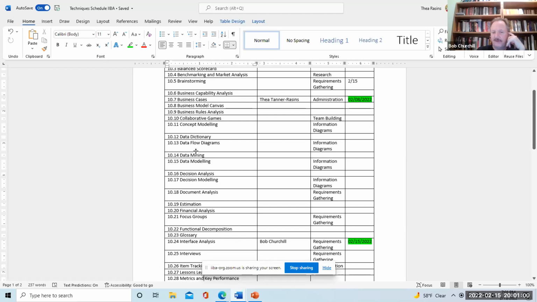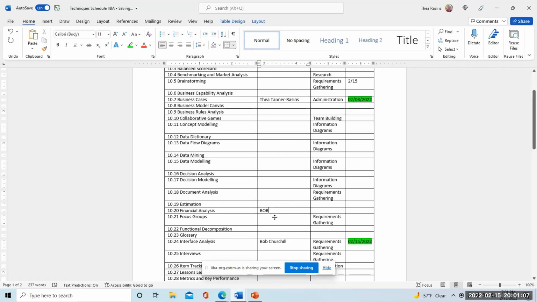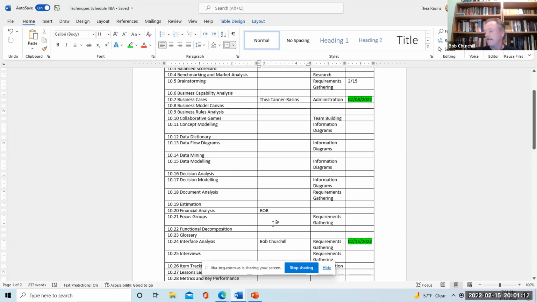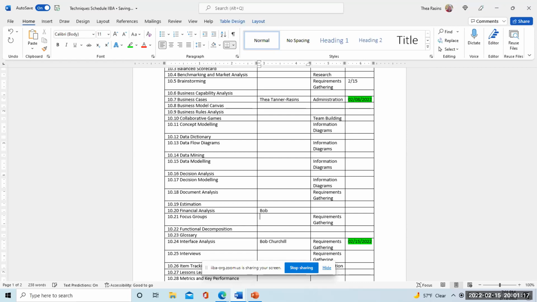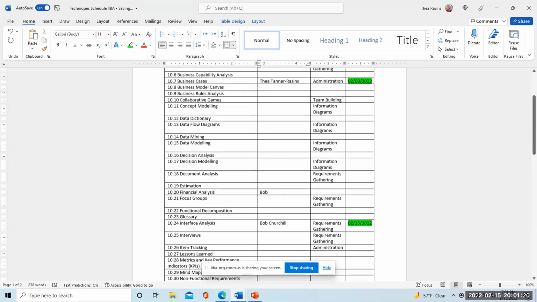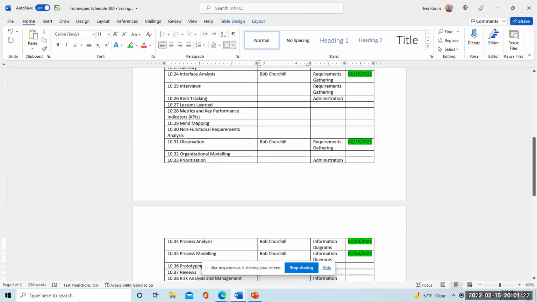Financial analysis. Okay, let's see. Financial. Okay, got Bob there. Anybody else? Okay. Go down a little bit. Item tracking, lessons learned, metrics and key performance indicators, mind mapping, non-functional requirements analysis, organizational modeling, which is org charts, prioritization.